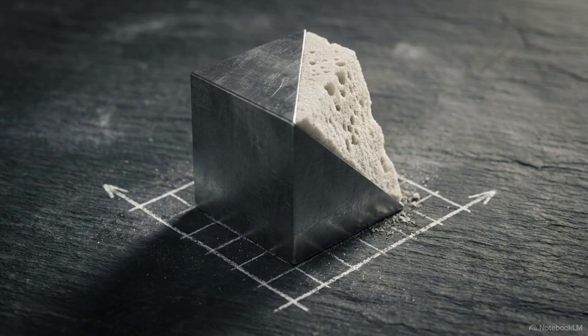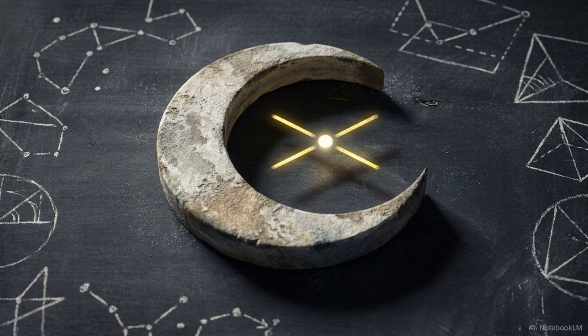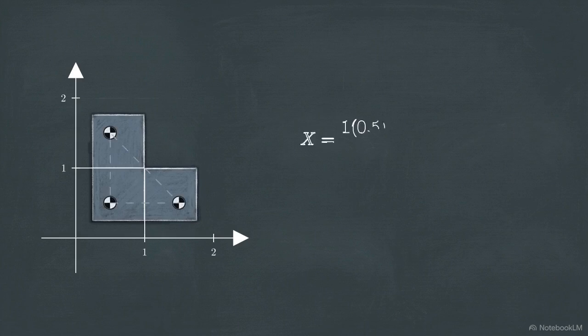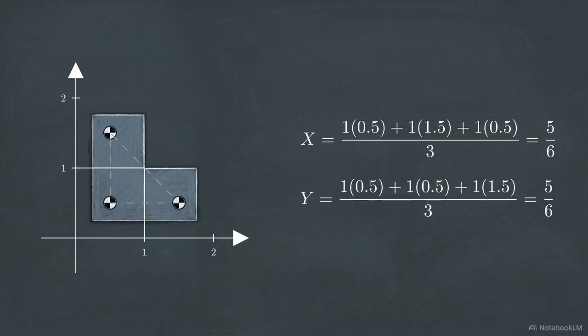Because this coordinate depends on the distribution of mass, it can even sit in empty space where no material exists. Look at this uniform L-shaped flat plate. If we subdivide it into 3 equal squares, symmetry tells us the center of mass for each individual square sits at its own centroid. By calculating the mass-weighted mean of these 3 points, the final center of mass falls outside the material of the plate entirely.